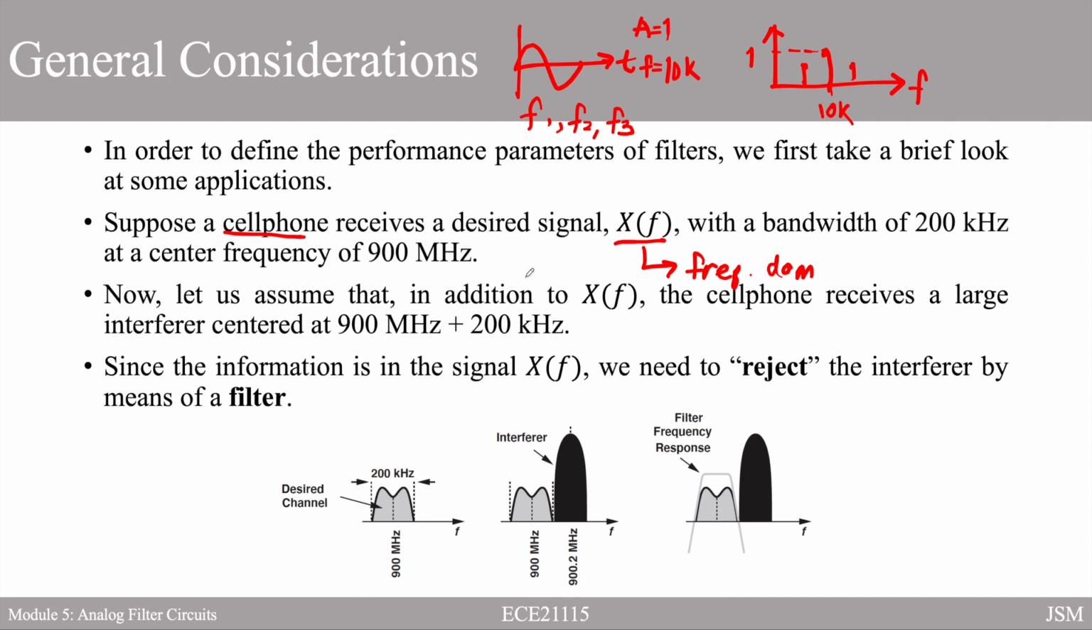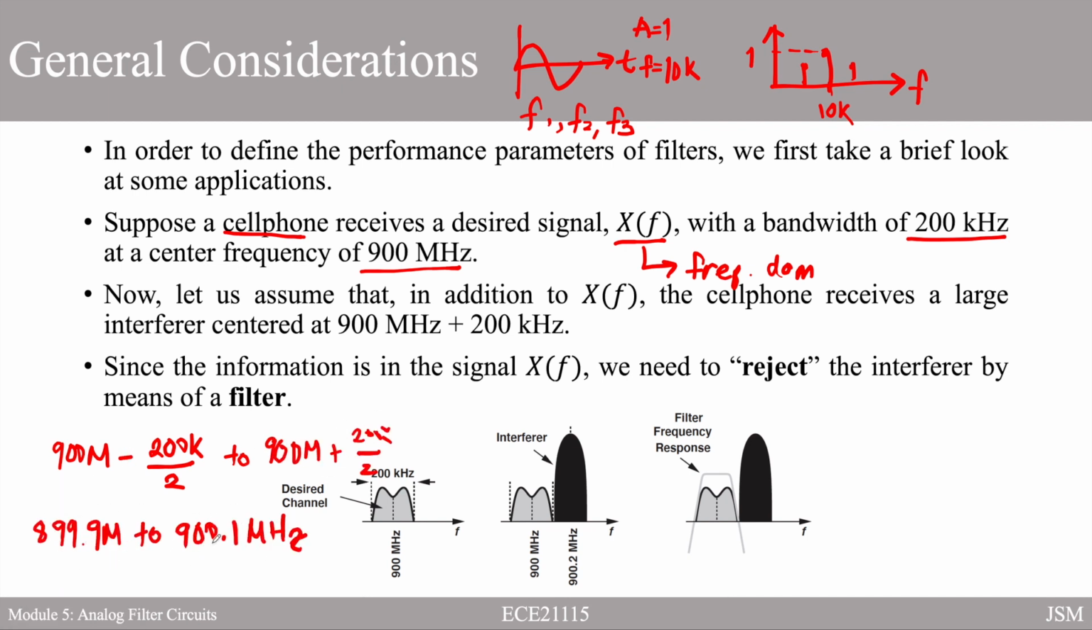So balik na tayo. This desired signal po has a bandwidth of 200 kHz and a center frequency of 900 MHz. So ibig sabihin yung information natin is embedded dito sa frequency range na to. So if we have a bandwidth of 200 kHz, so we can say that the frequencies na ating desired signal is from 899.9 MHz to 900.1 MHz.